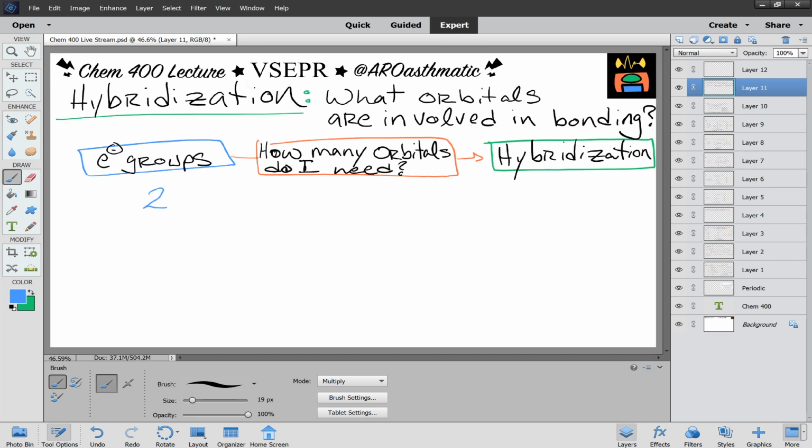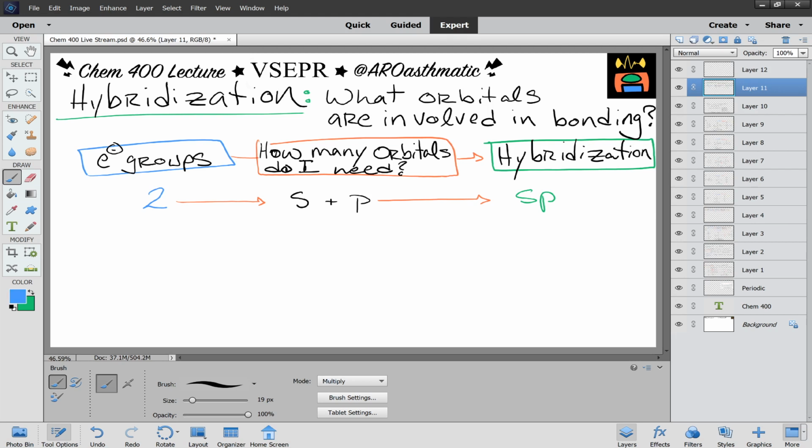If you have two electron groups, how many orbitals do you need? If you've got two electron groups around your central atom, you're going to use the lowest energy orbital first, right? An s orbital plus a p orbital. So your hybridization is sp. That's the hybridization when you have 2 electron groups around your central atom.